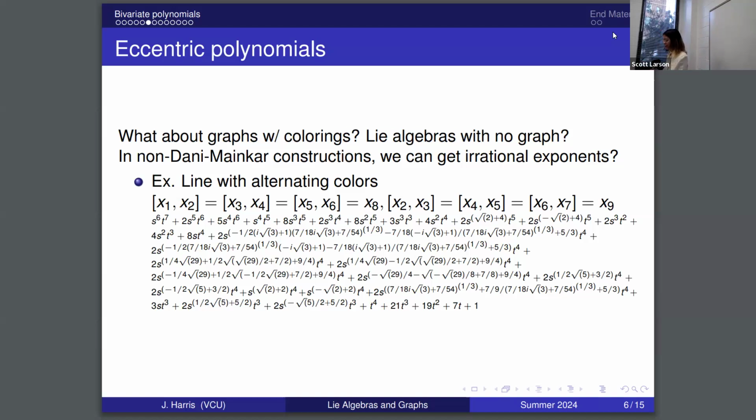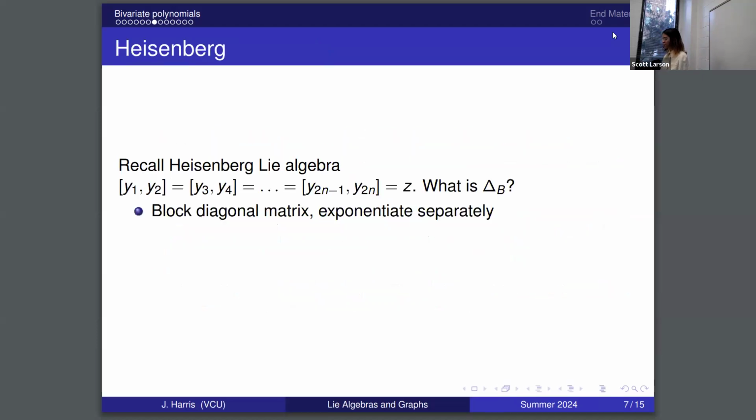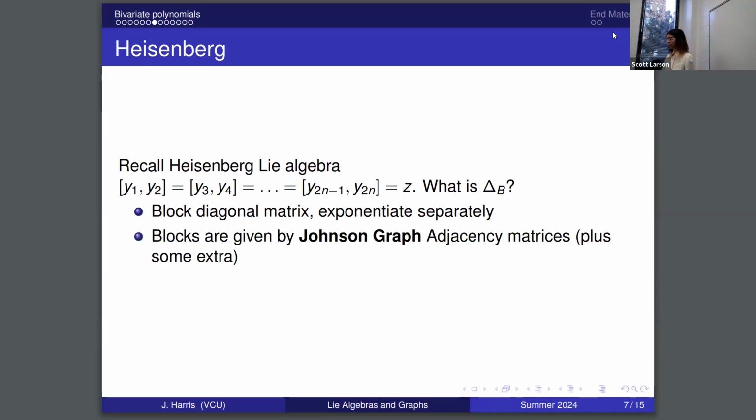And so we turn back to our old faithful special case, looking back at Heisenberg Lie algebras. So we want the delta b. We end up finding that for the Heisenberg, the delta b is actually going to be a block matrix. So that means that it's not going to be as bad to exponentiate. It's still pretty bad because matrix exponentiation is pretty hard, but what actually makes it even simpler is that the blocks of these matrices are actually given by a specific graph, a Johnson graph, plus some extra stuff.